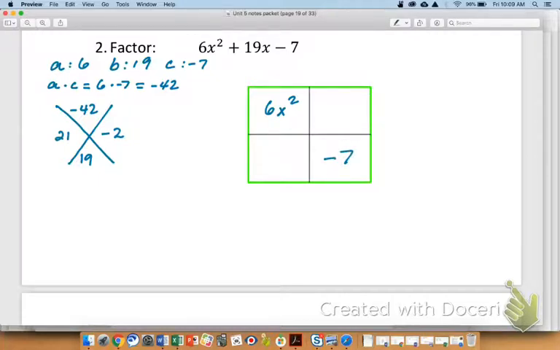Then I'm going to take my two numbers that I found in my x, and I'm going to put those on the two diagonals. And like I said before, it doesn't matter which one goes where. So I'll just put the 21x here and the negative 2x there. Okay, so now I'm going to factor my GCF on the verticals and horizontals.